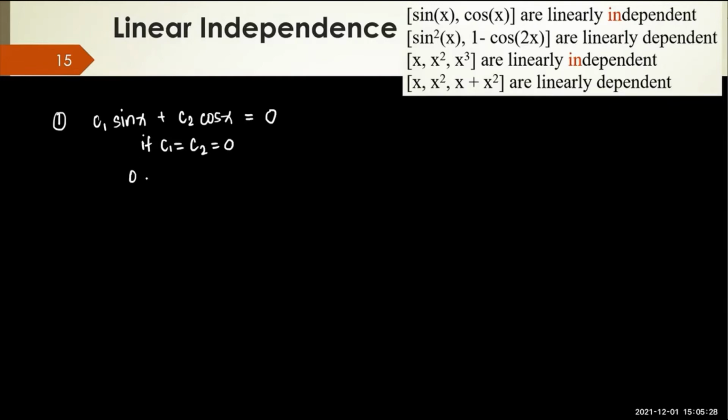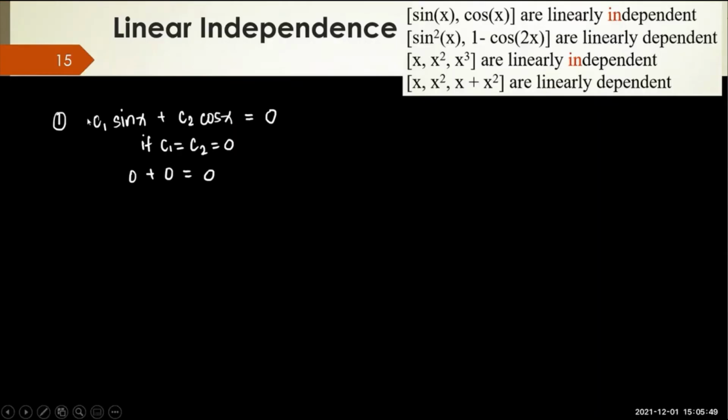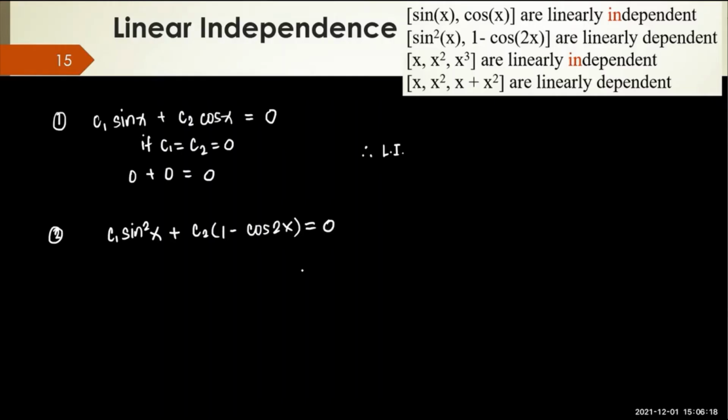What will happen is that 0 plus 0 will be 0. So going back to the definition, it is linearly independent because it cannot be satisfied unless all constants are 0. So if both constants are 0, that's when it becomes 0. So this is linearly independent. Let's go to number 2. C1 sine squared x plus C2 times 1 minus cosine 2x. Can that be equal to 0? Let's see.